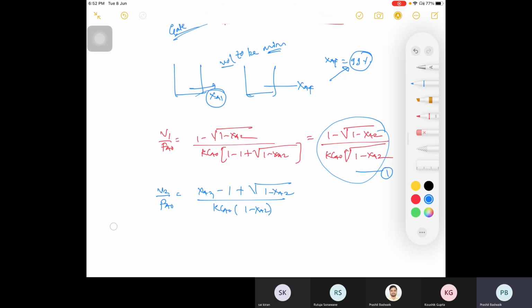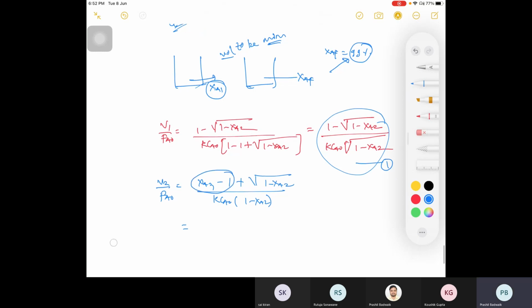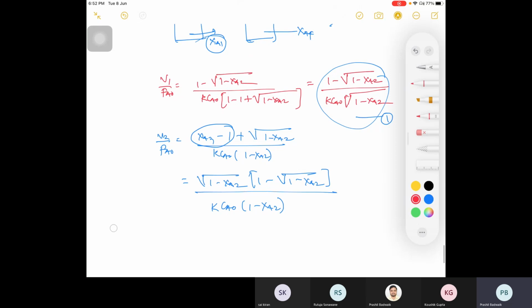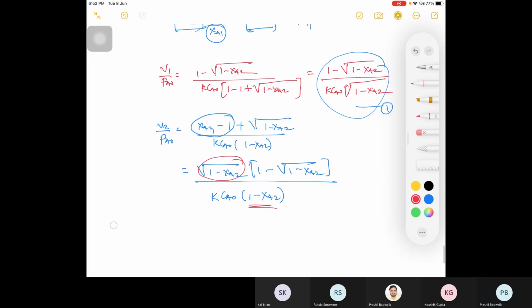Now please take out common square root of 1 minus XA2. What will you get? 1 minus square root of 1 minus XA2, right? And it is divided by K CA naught (1 minus XA2). So this one will get cancelled with this one. So you will finally get 1 minus square root of 1 minus XA2 divided by K CA naught square root of 1 minus XA2. Am I correct?